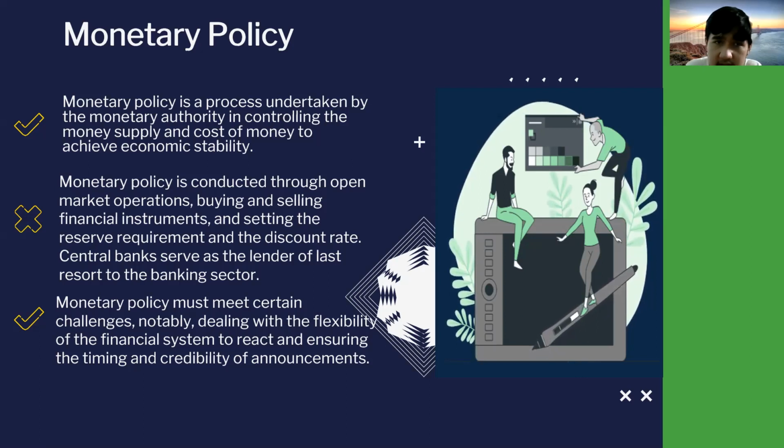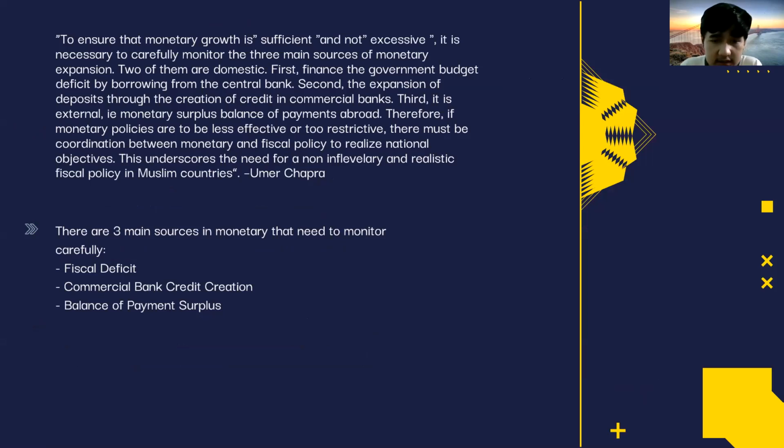But how is monetary policy in the Islamic economy? To ensure that monetary growth is sufficient and not excessive, it is necessary to carefully monitor the three main sources of monetary expansion. Two of them are domestic. First, financing the government budget deficit by borrowing from the central bank. Second, the expansion of deposits through the creation of credit in commercial banks. Third, it is external: the balance of payments surplus from abroad.